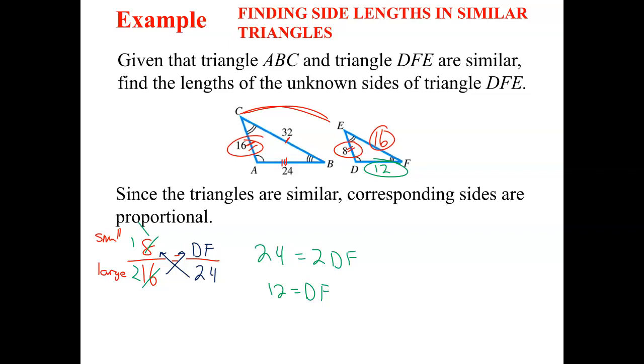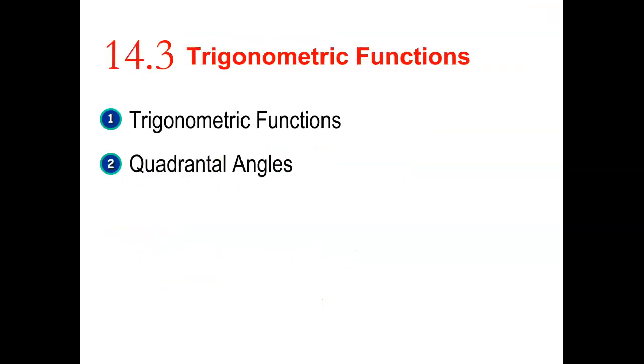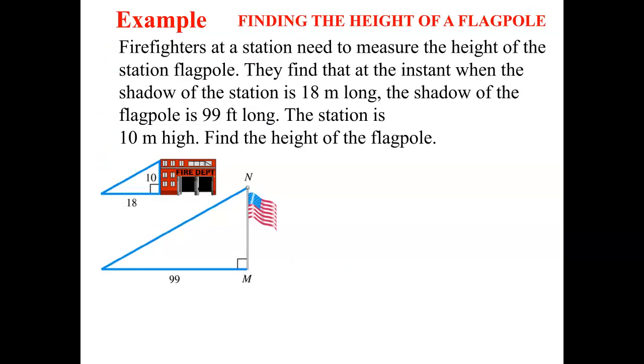All right. Last thing to cover. Same idea, but just written in a word problem. We're going to be given similar triangles. Firefighters at a station need to measure the height of the station flagpole. They find that the instant the shadow on the station is 18 meters long, the shadow on the flagpole is 99 meters long. The station is 10 meters high. Find the height of the flagpole.